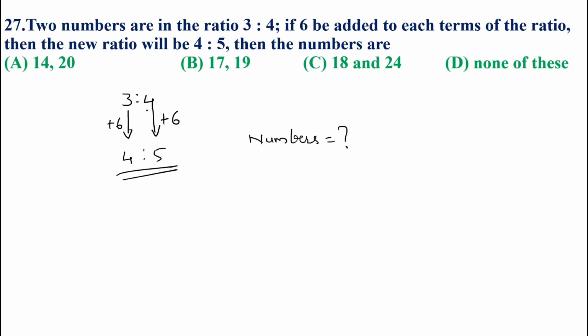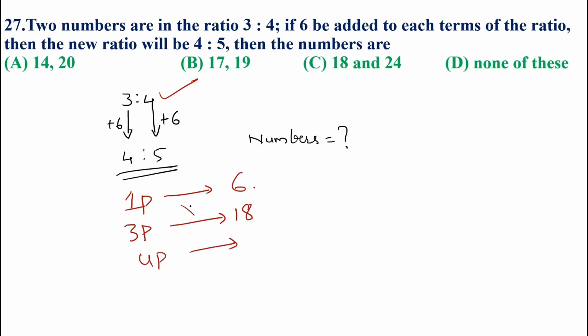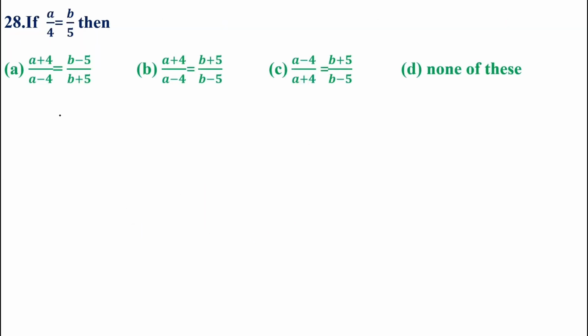3 4, what is the difference? 1. 4 5, what is the difference? 1. So directly we can take 1 part is equal to 6. Then initially, what are the ratios of the numbers? 3 parts is automatically 18, and 4 parts is 4 into 6, 24. So 18 and 24, option C is the correct answer.